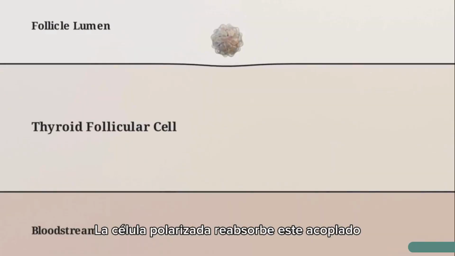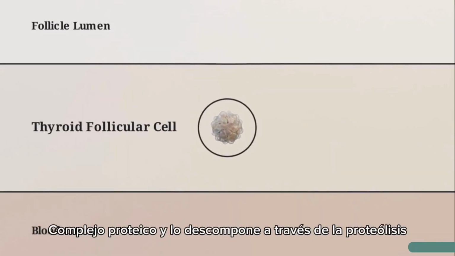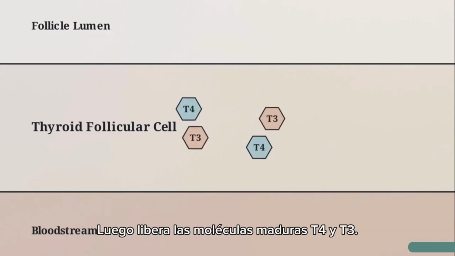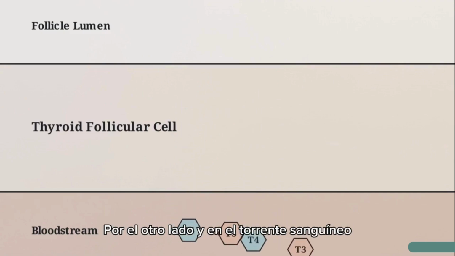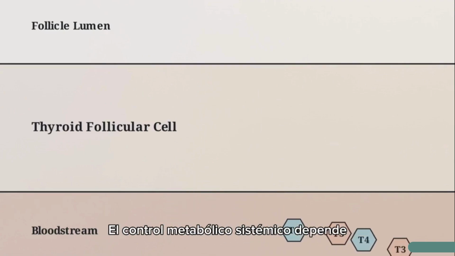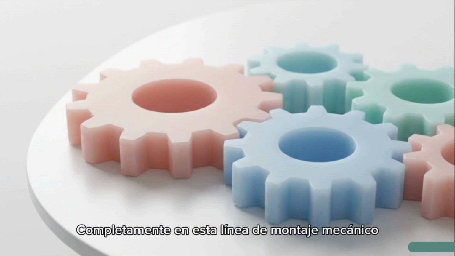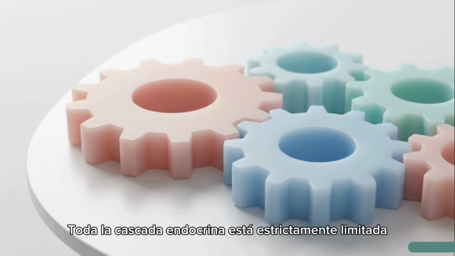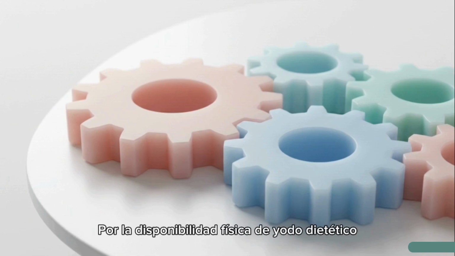Finally, the polarized cell reabsorbs this coupled protein complex and breaks it down through proteolysis. It then releases the mature T4 and T3 molecules out the other side and into the bloodstream. Systemic metabolic control relies entirely on this mechanical assembly line, meaning the entire endocrine cascade is strictly limited by the physical availability of dietary iodine.